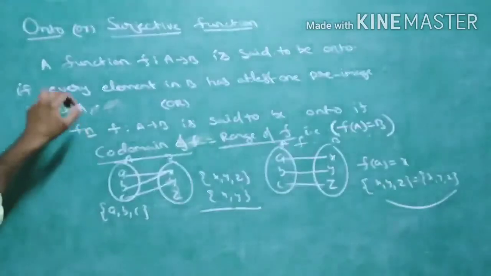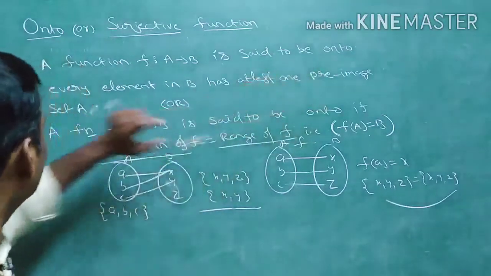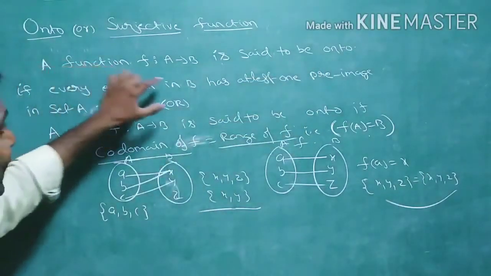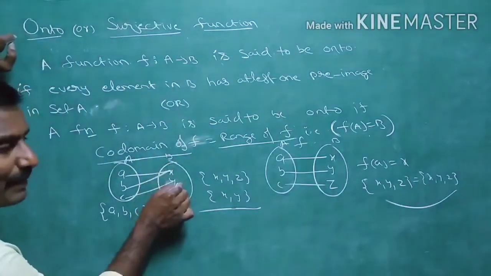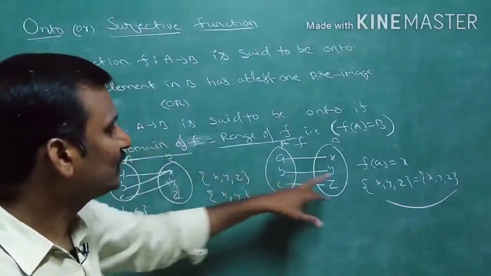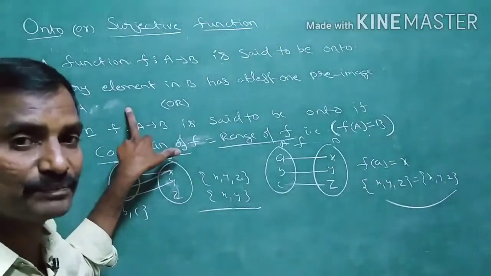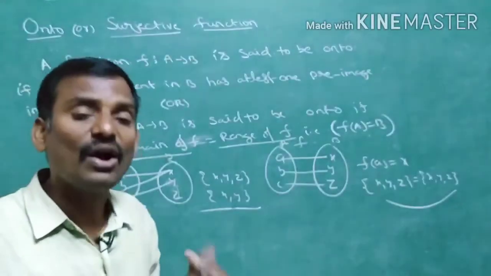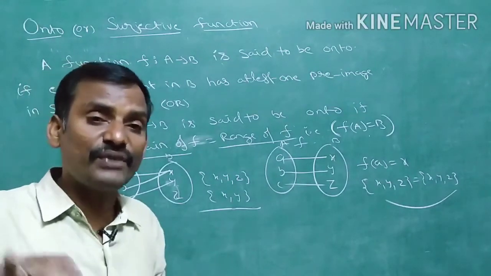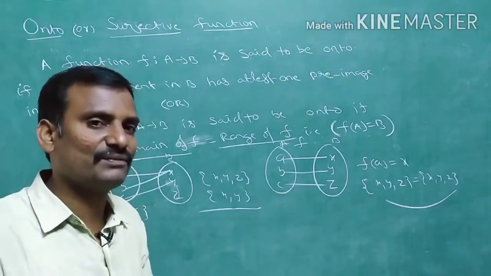Once again, I repeat the definition. A function f from A to B is said to be onto if every element in set B has at least one preimage in set A. That is an onto function. Otherwise, it is not an onto function. If f is not onto, that function is called an into function.